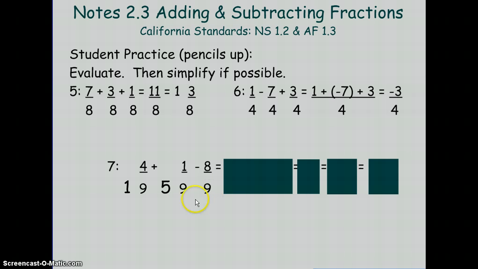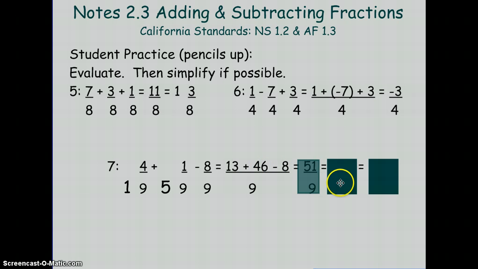Okay, this problem here, again, we have some mixed numbers, some not. So I recommend you stick with making these fractions improper. 9 times 1 plus 4, 13. 9 times 5 plus 1, 46. And then, of course, this stays the same. 13 plus 46, we're going to add those together first. Then we can subtract 8 and end up with 51. Then I want to turn my answer into a mixed number. And notice these are both divisible by 3, so I need to simplify. And my final answer is 5 2/3.